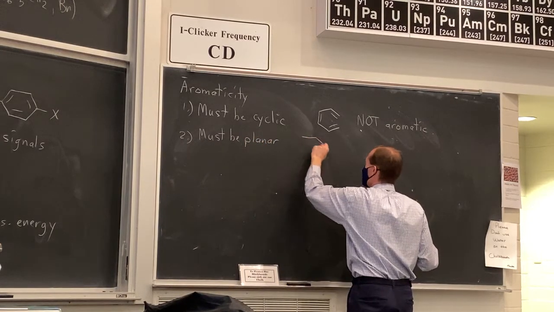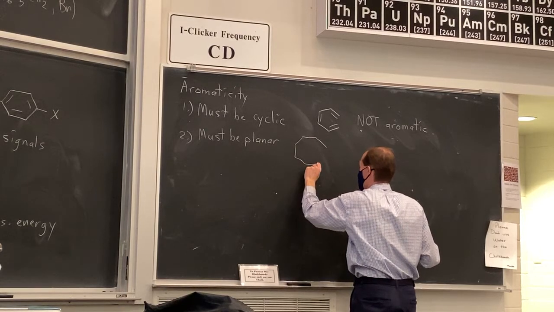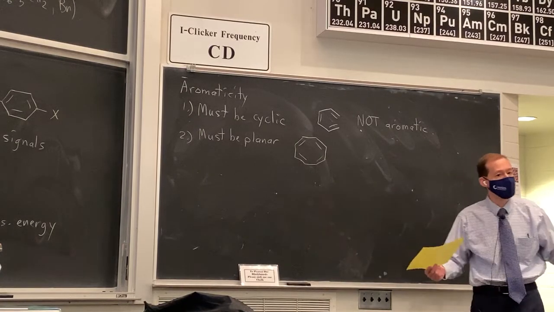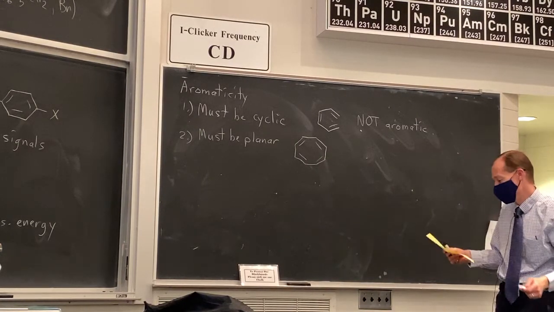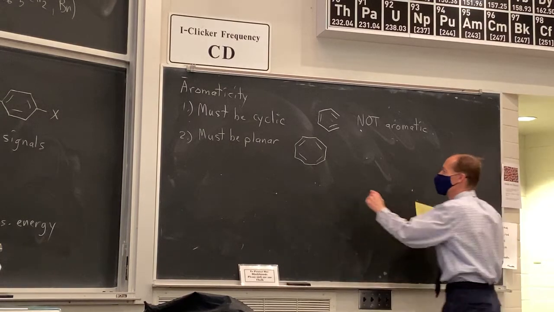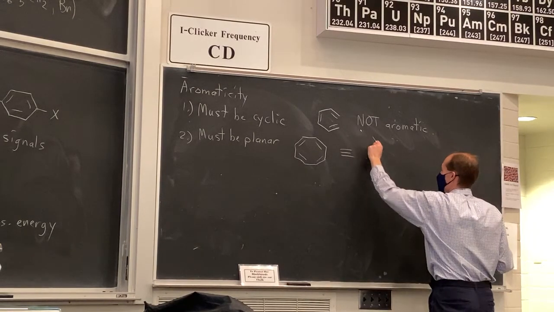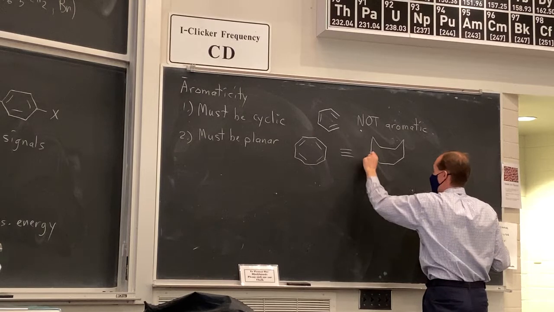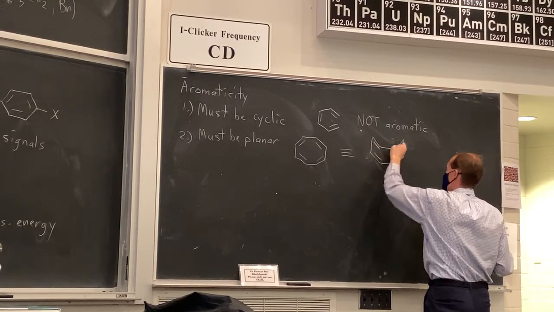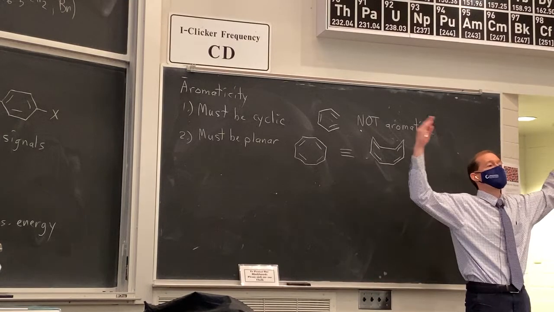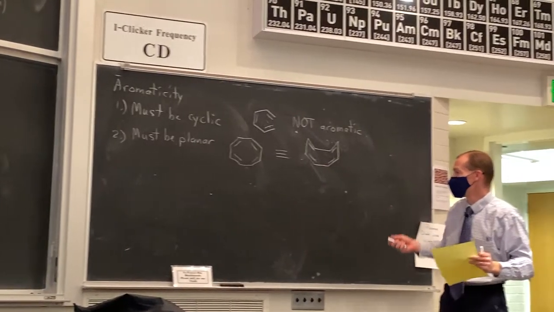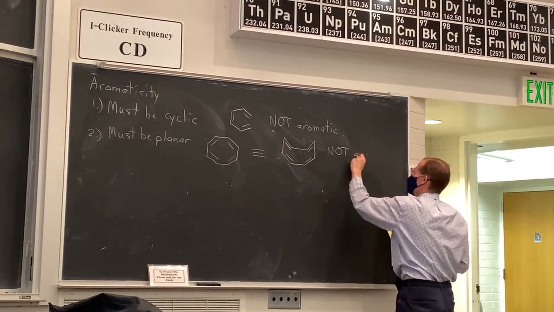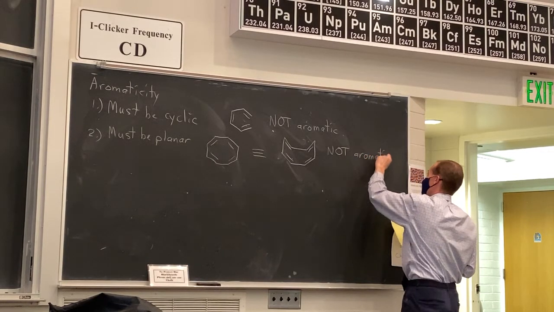So if we have an 8-membered ring that's cyclic and conjugated, this is called cyclooctatetraene, or COT. It turns out that this molecule is not planar. Its conformation is tub-shaped. It bends, okay? The carbons on the end will twist up out of the plane, so this molecule is not planar. We'll talk about why it's not planar in a few moments. And so this molecule is not aromatic.